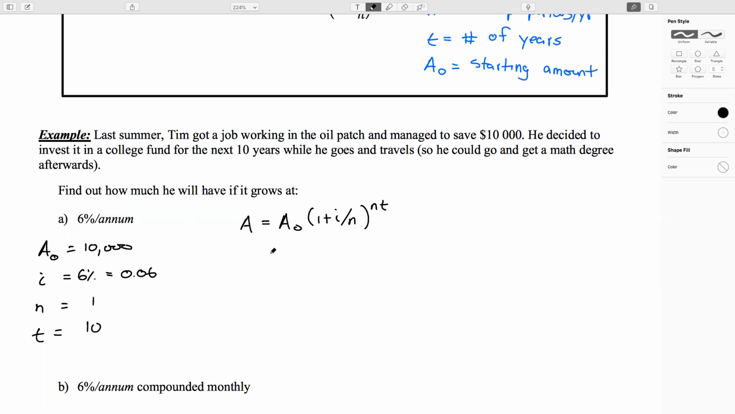So we can plug our numbers in now. And this formula will turn into 10,000 times 1 plus 0.06 over 1 to the power 1 times 10. This simplifies to 10,000 times 1.06 to the power 10. And at the end of the day, 10 years later, Tim has turned $10,000 into $17,908.